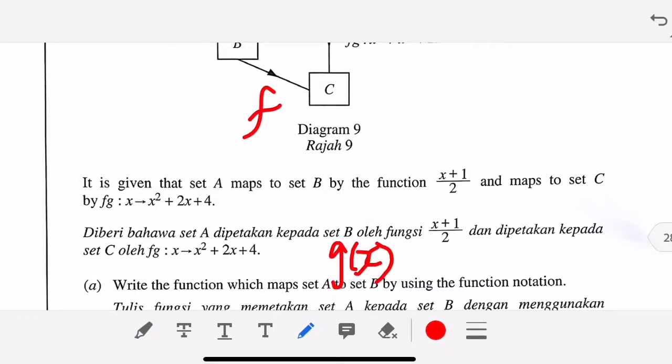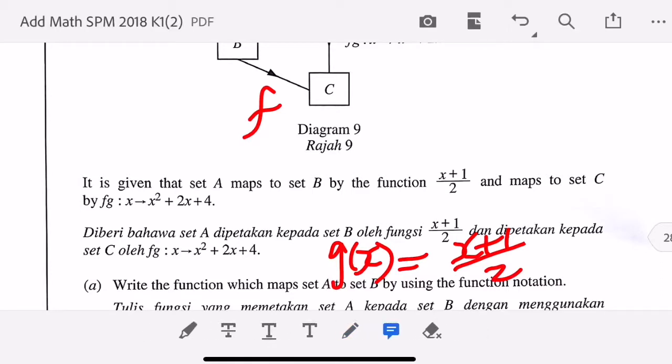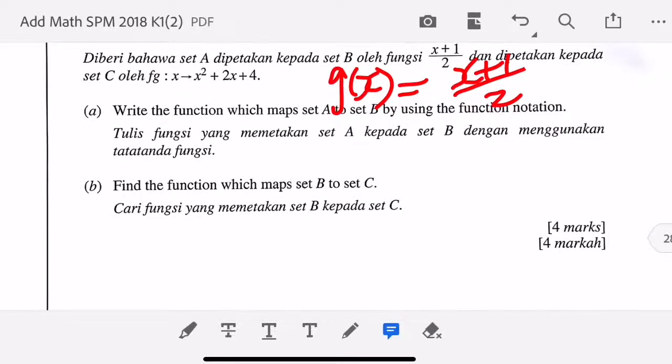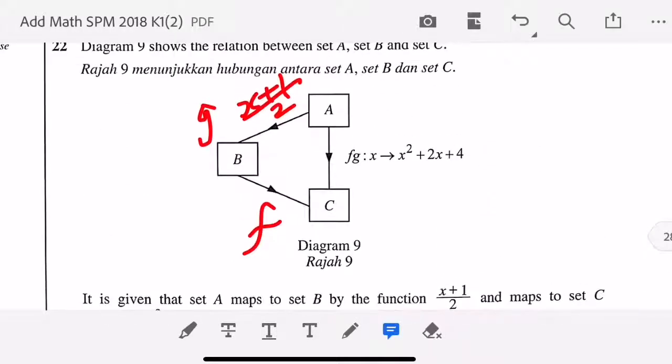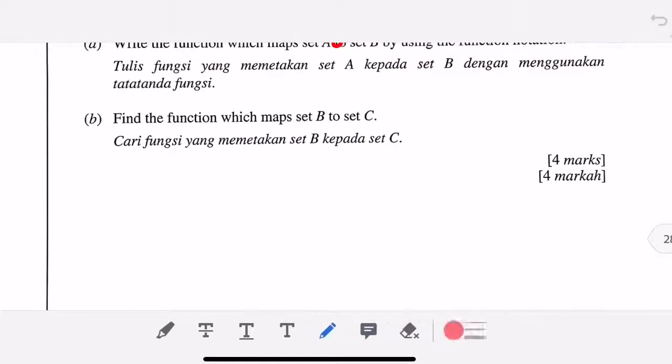Now you see, you are given the g(x) already. So g(x) is x plus 1 over 2, right? So this one you gain 1 mark already, right? Now from the g(x) you find the inverse. Still remember how to find inverse? When we want to find inverse, we always let g(x) equal to y. Remember?